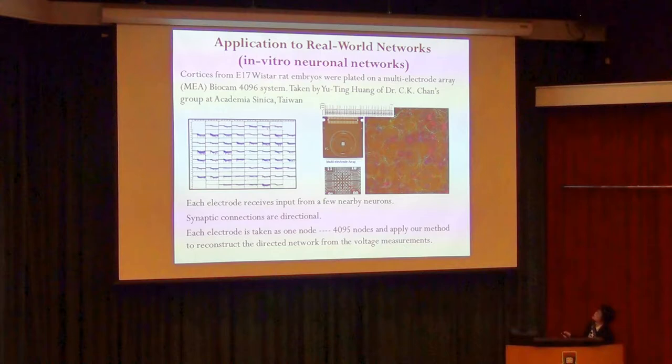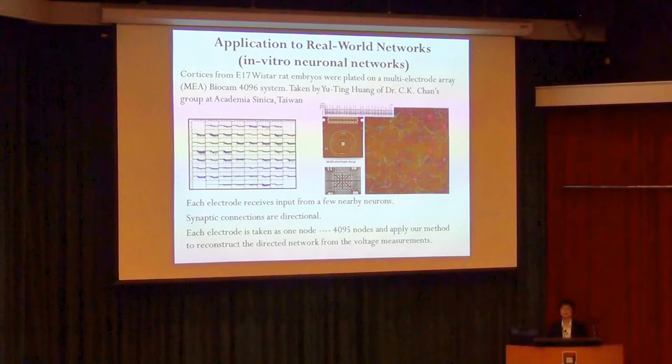This is a so-called multi-electrode array. Neurons, when they have activity, will send out this voltage. This is action potential. So people can measure the voltage as a function of time. So voltage as a function of time will be our time series for the network.